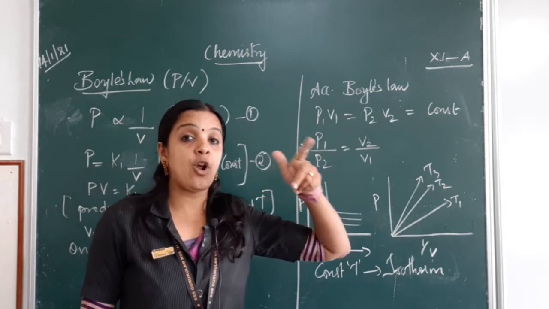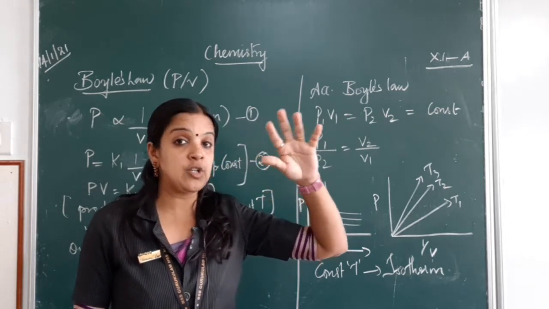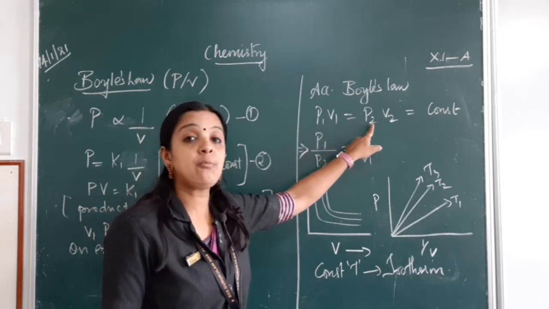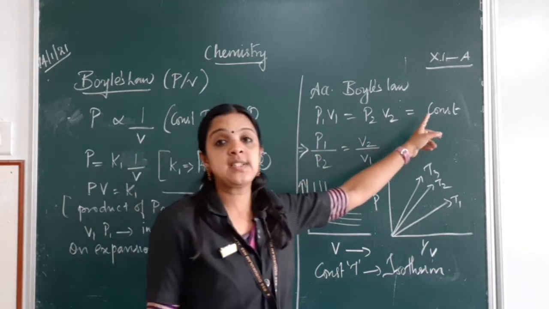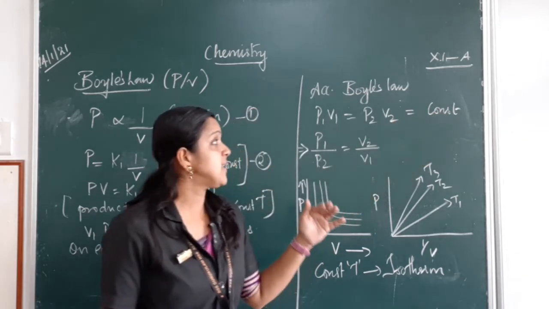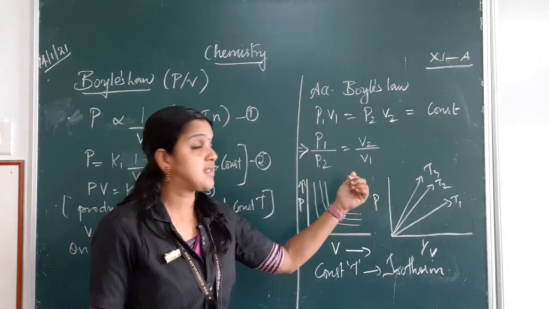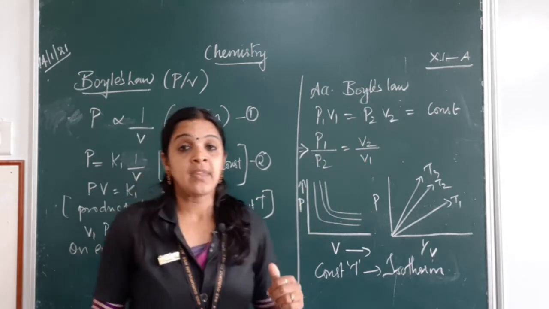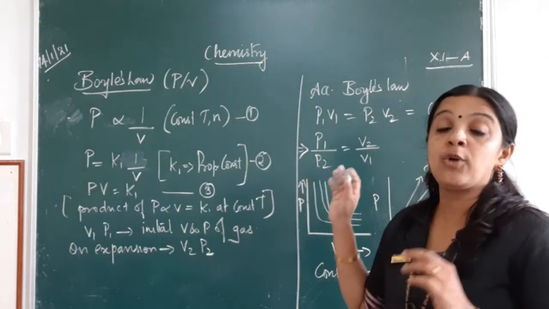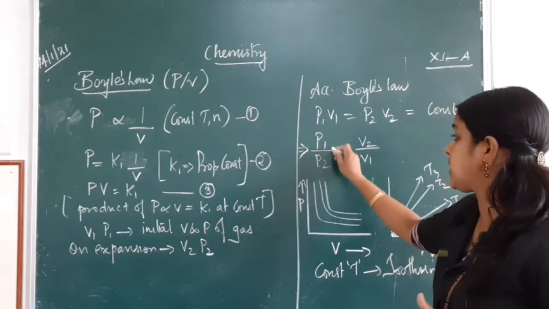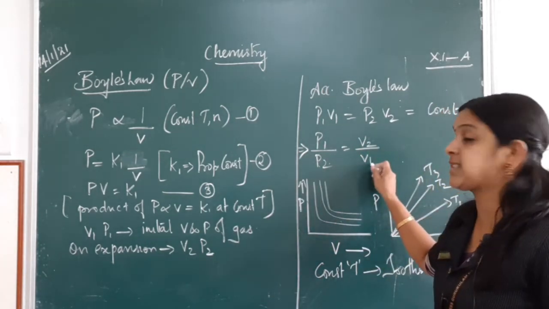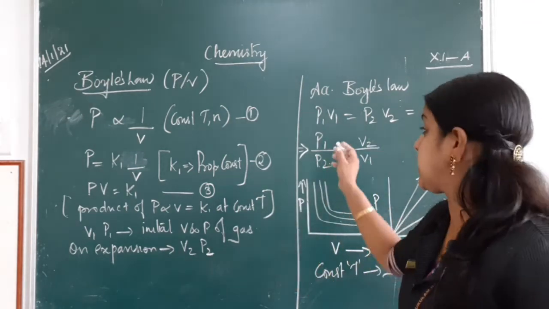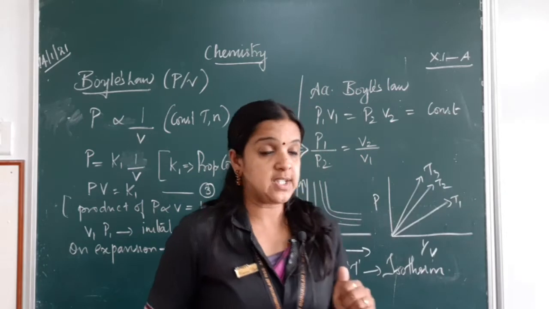We know the product of P1 and V1 is equal to a constant. So I'll write P1 into V1 is equal to P2 into V2, which is equal to a constant. When I rearrange this, P1 by P2 will be equal to V2 by V1. Now this equation you can get in your problems where P1, P2 and V2 will be given. They will ask you to find out V1, or any three parameters will be given. You need to find out the fourth parameter.